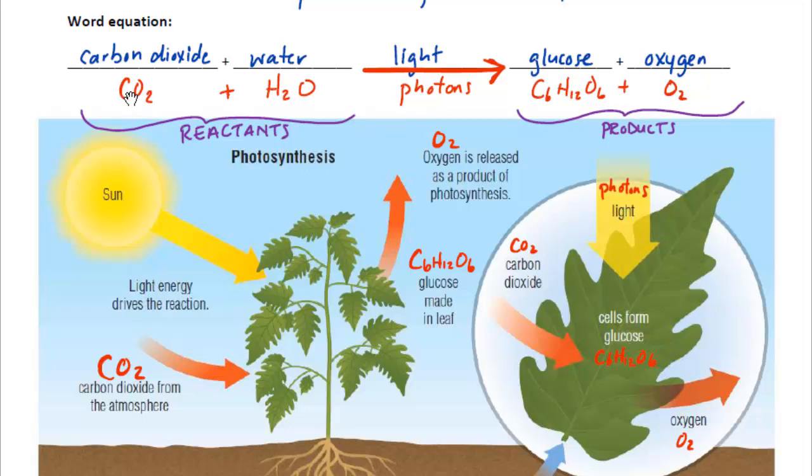And it's to your benefit to begin to memorize the chemical formula as well. Carbon dioxide, CO2, plus the water, H2O, photons of light, or light photons. And then C6H12O6 is the formula for glucose, and of course the formula for oxygen. So please memorize this word equation and make sure you have that down pat.